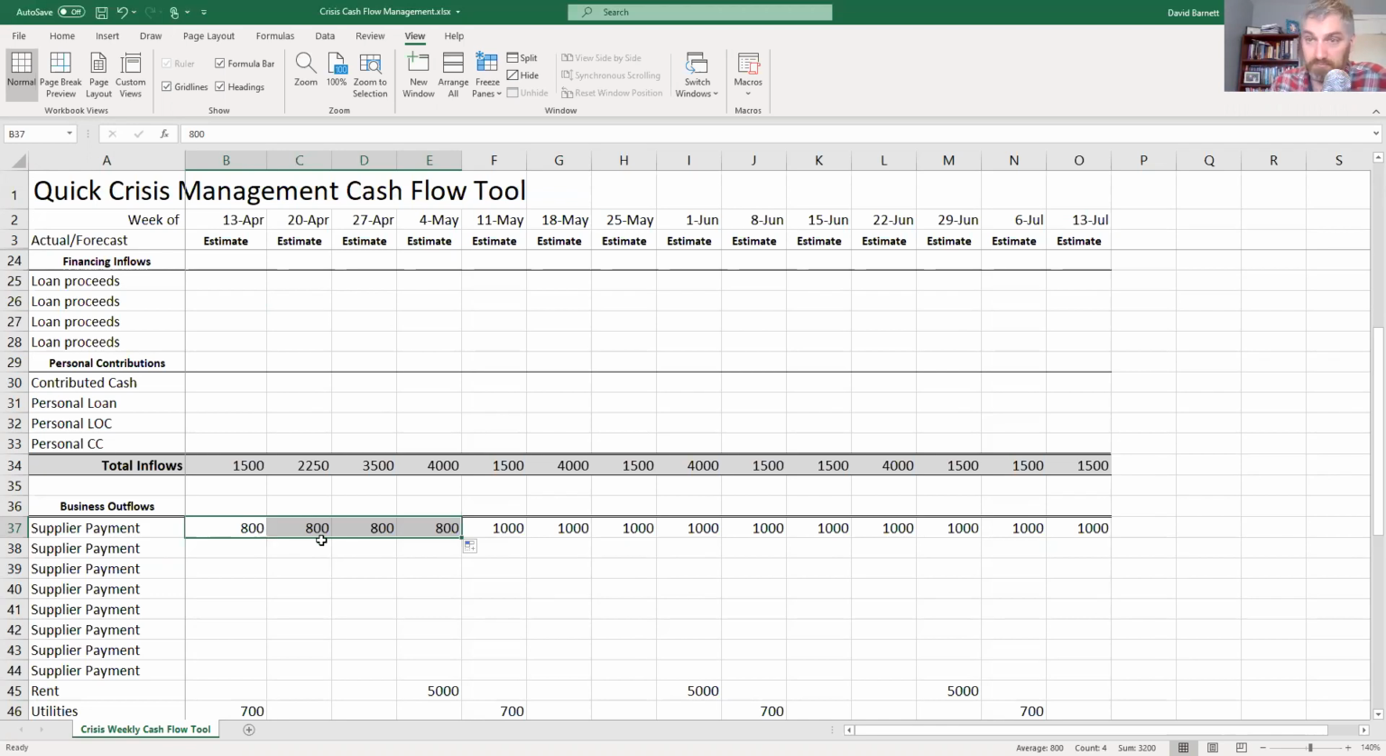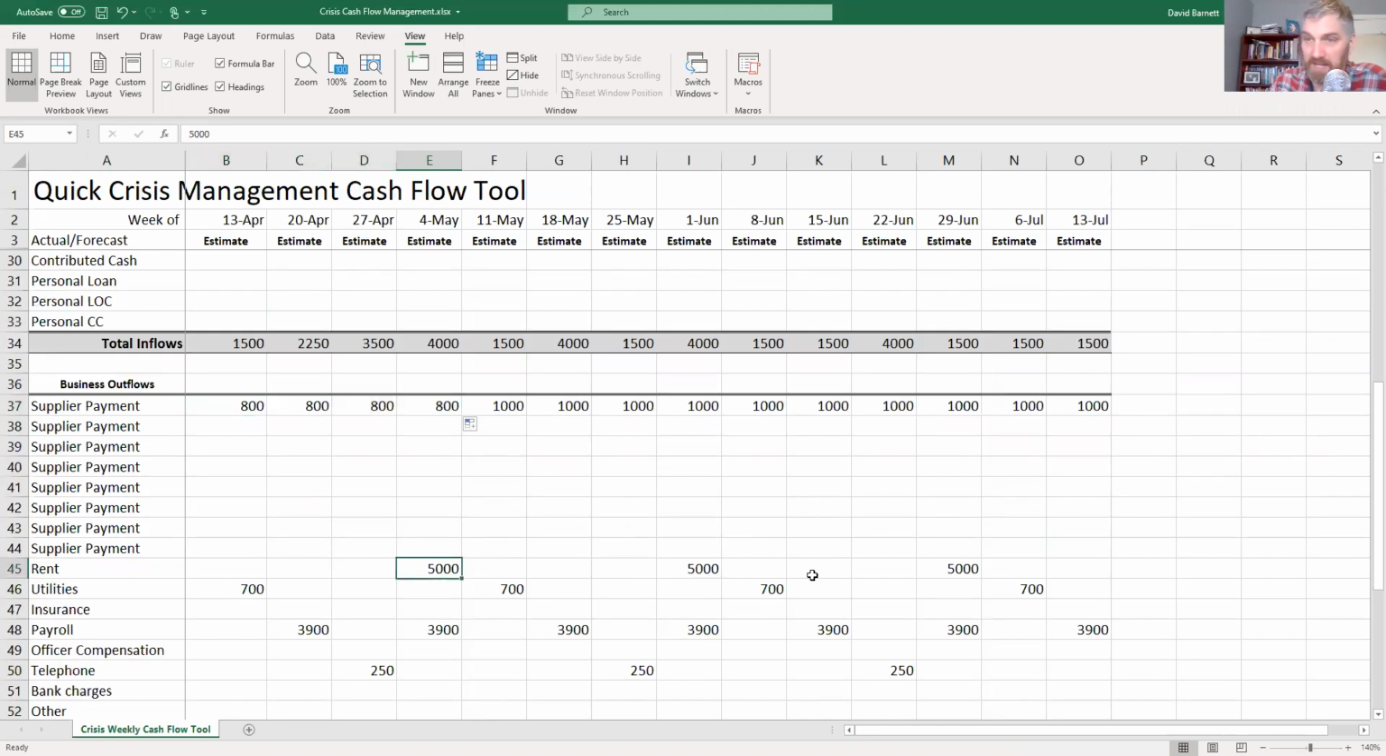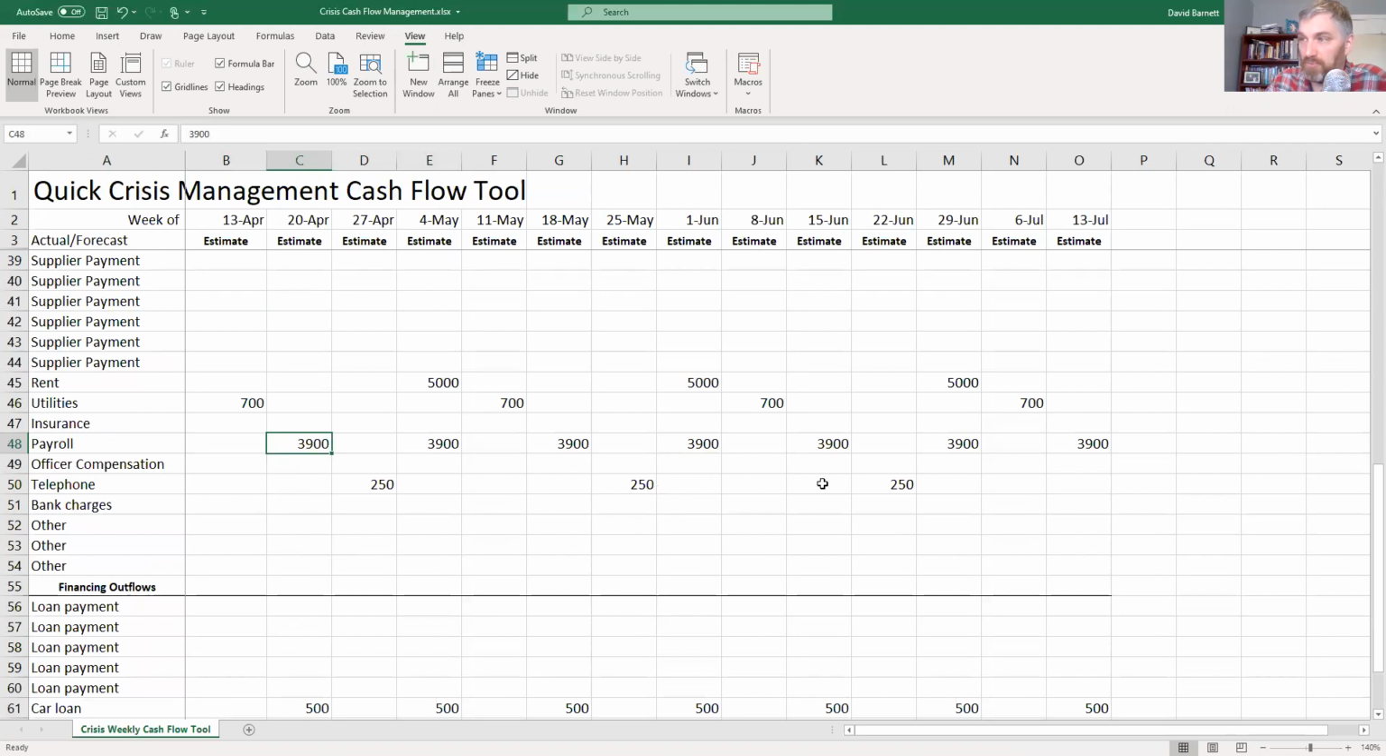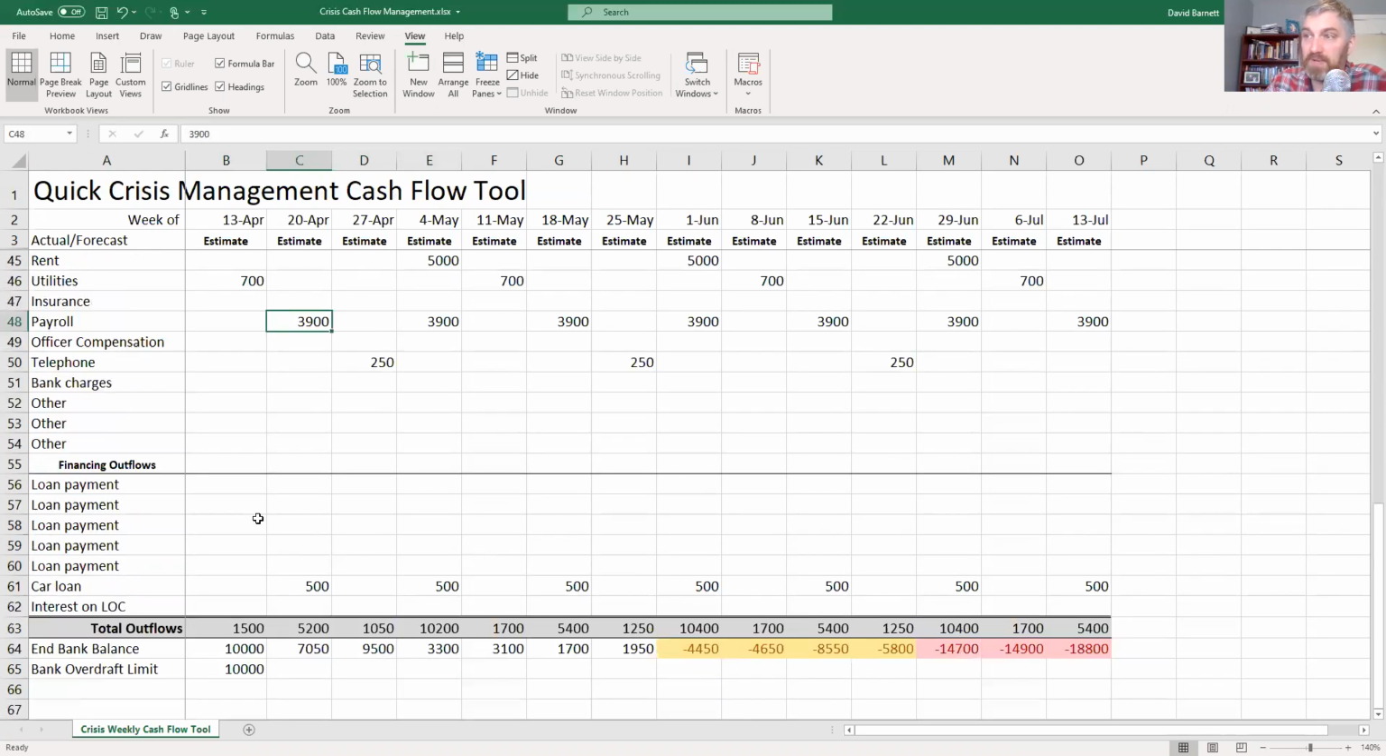Who knows? So, what are your forecasts as far as your suppliers, the rent you have to pay every 4 weeks, your utilities? In this case, we have a payroll every second week of $3,900 here. We have a telephone bill that has to be paid. Then we have financing outflows, and many of you will have a loan of some kind. I didn't put one in, but I did put a car payment, a biweekly car payment of $500. Okay. And then we add up the total outflows of the business.